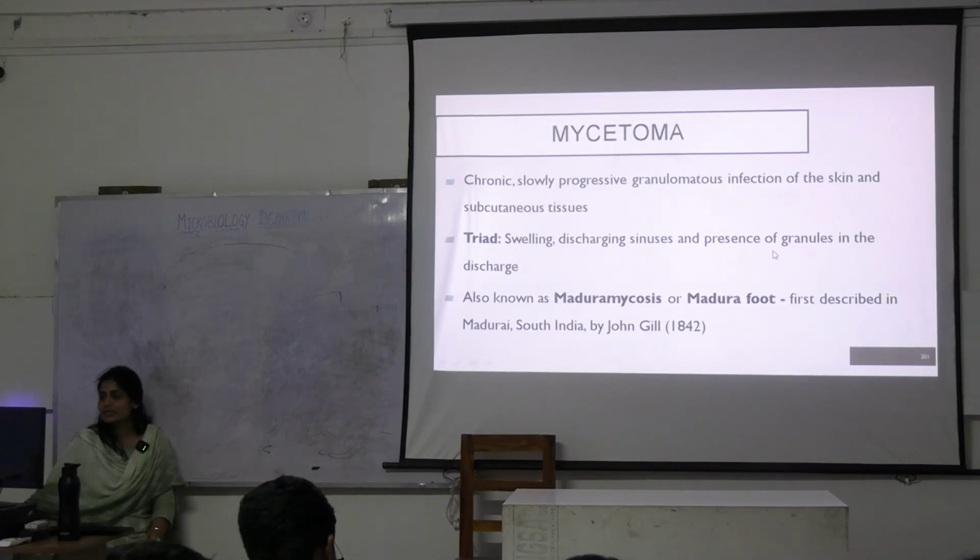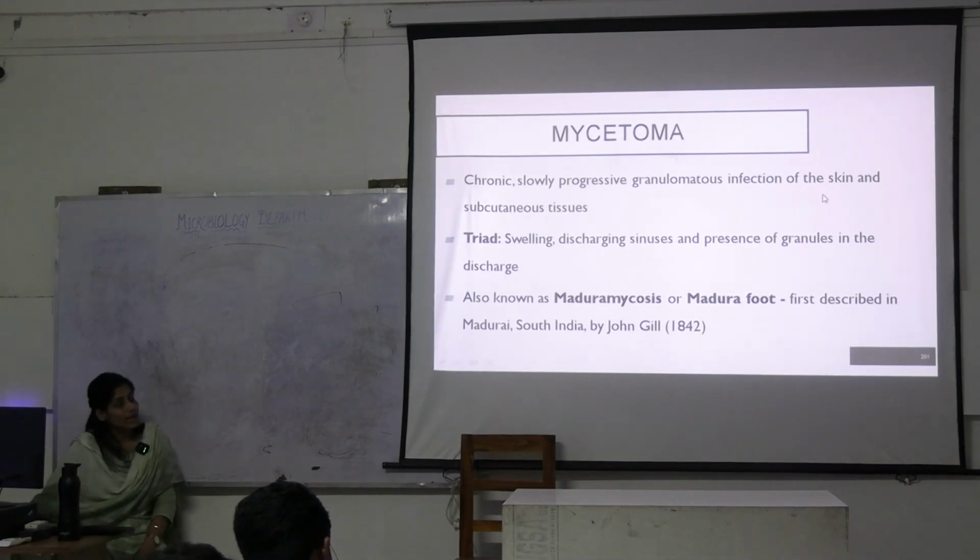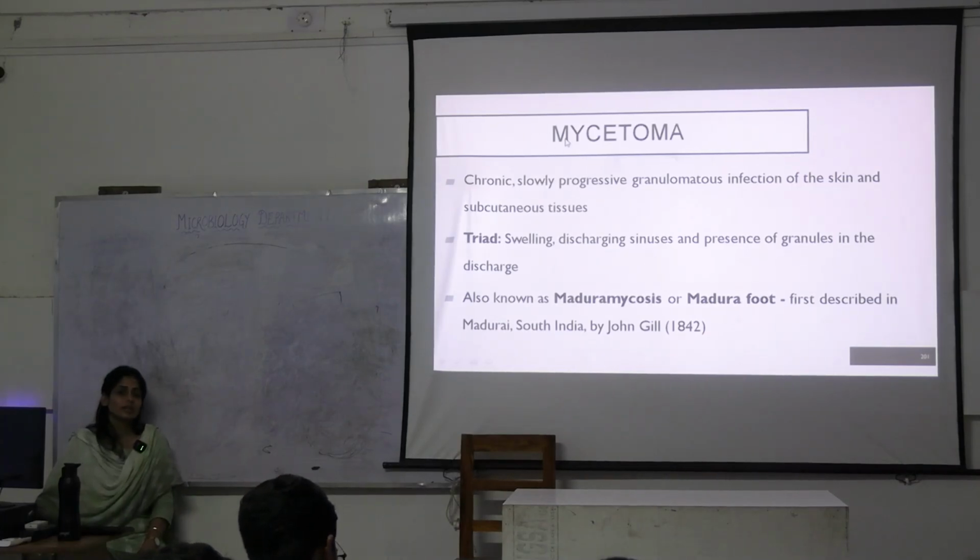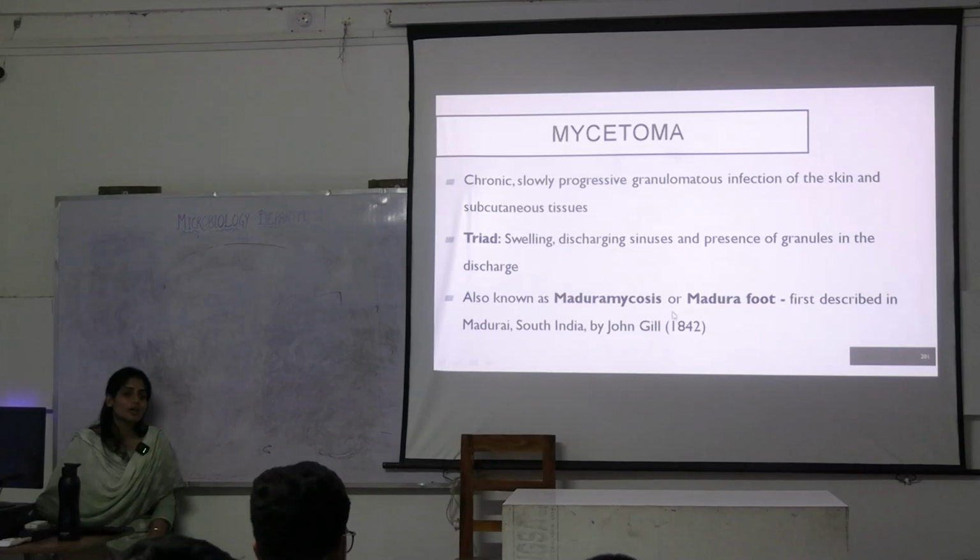Swelling, discharging sinuses and presence of granules. This is a chronic and slowly progressing granulomatous lesion of the skin and subcutaneous tissue. This mycetoma was discovered in Madurai, South India by John Gill. It is also known as Madura mycosis. It is very common in Tamil Nadu and Rajasthan in India.